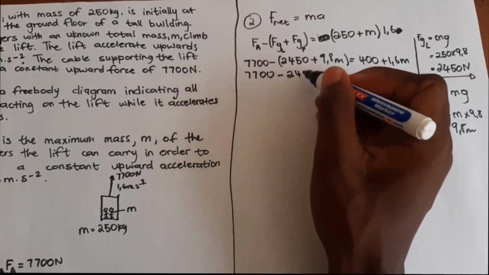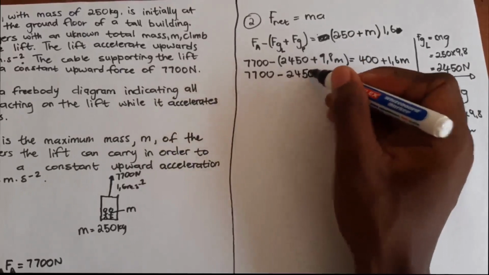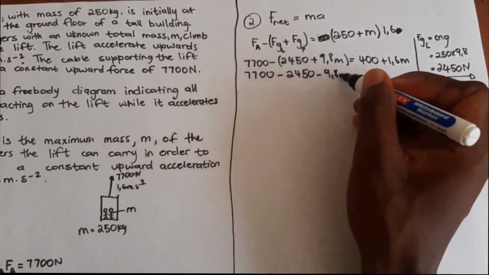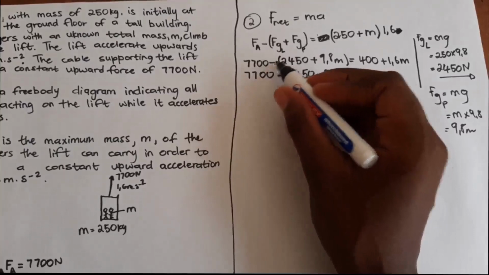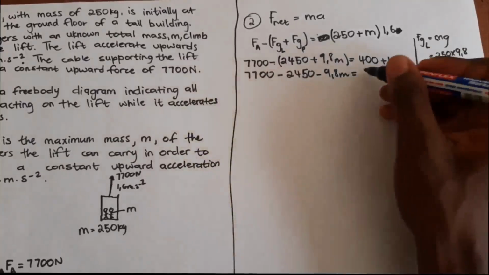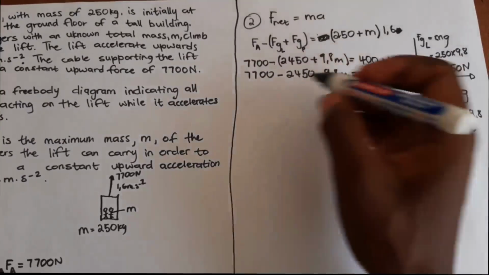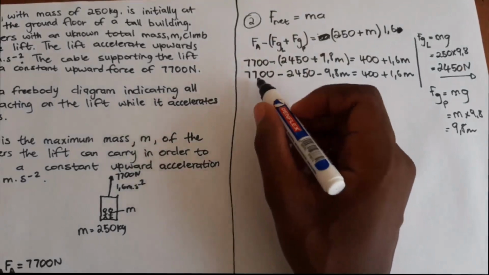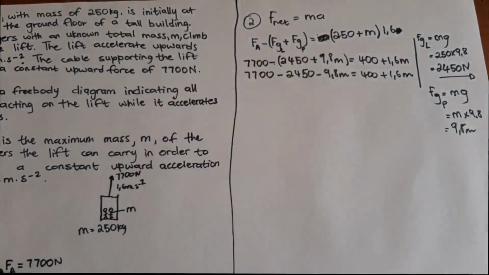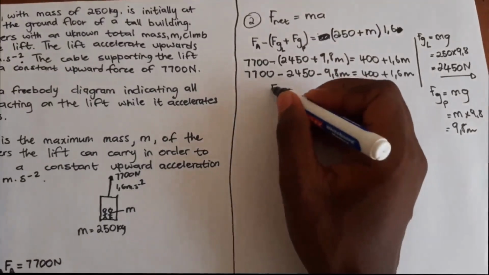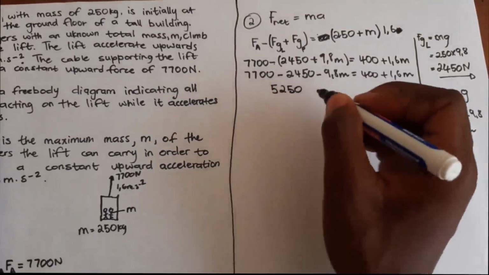minus 2,450 minus 9.8 m, because this sign is multiplying this sign, that's why it's changed. 400 plus 1.6 m. Okay, so right now, press on the calculator. 7,700 minus 2,450 is equal to 5,250. So we have 5,250.